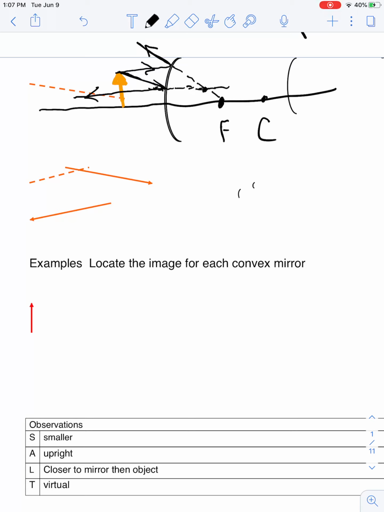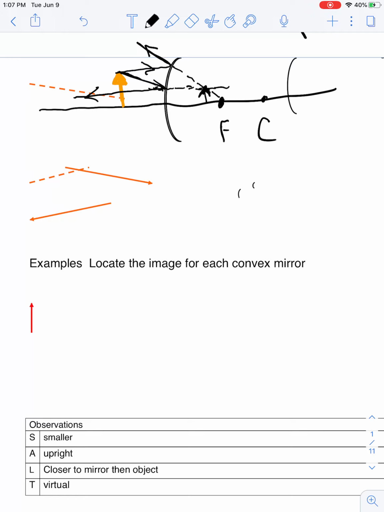It's terrible. Okay, so my intersection point appears to be right here. So I'm going to draw that in. And okay, what a mess. Oh no! Let's see if I can, no, okay.